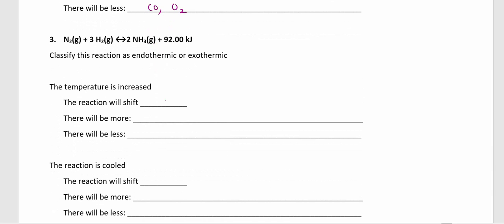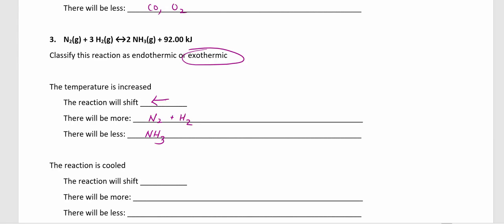We're going to classify this reaction as endothermic or exothermic. Here we have heat on the product side. That makes this an exothermic reaction. So if we increase the temperature, we need to shift away from the increase and we will create more of our reactants. Therefore, there will be more N2 and H2 produced. There will be less NH3 in the system.